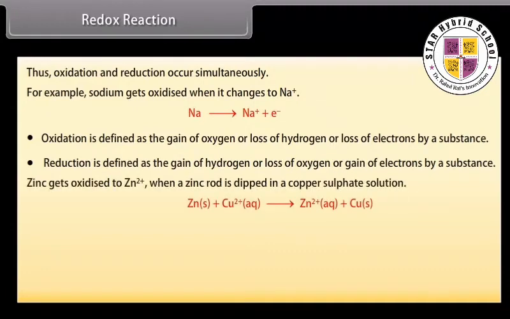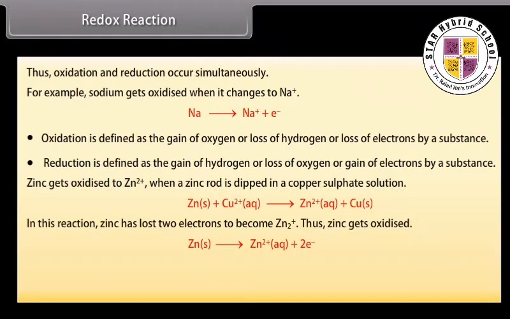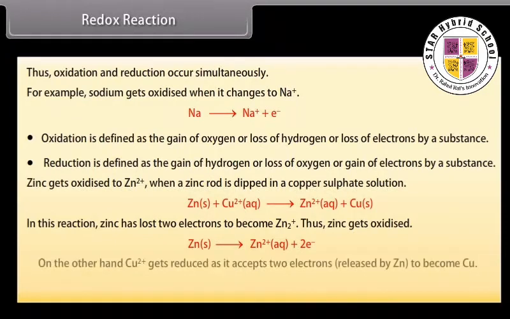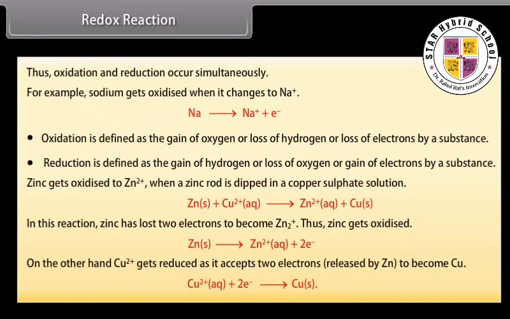Zinc gets oxidized to Zn2+ when a zinc rod is dipped in a copper sulfate solution. In this reaction, zinc has lost 2 electrons to become Zn2+. Thus, zinc gets oxidized. On the other hand, Cu2+ gets reduced as it accepts the 2 electrons released by Zn to become Cu.